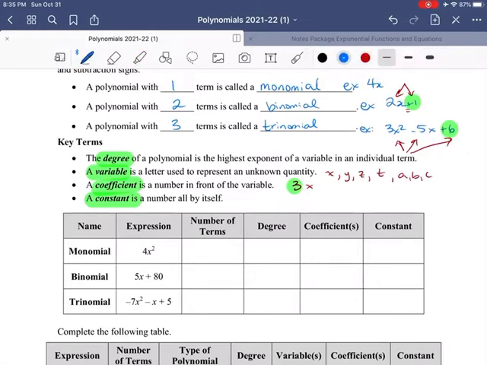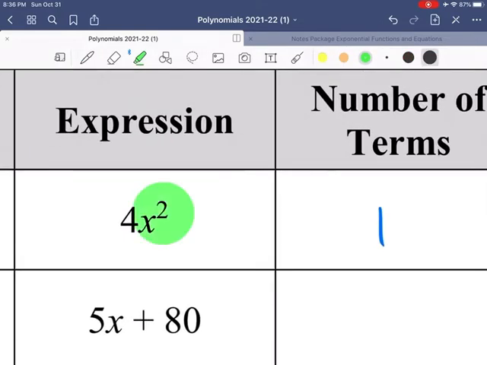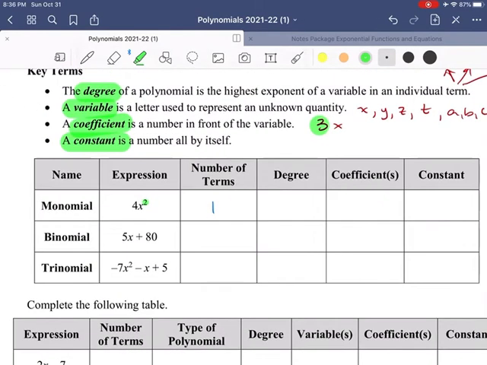A monomial like 4x squared. There's one term. The degree of a polynomial is the highest exponent. Well, in this case, there's only one exponent there, the exponent of 2. So the degree is 2. The coefficient is the number in front of the variable. So the coefficient is 4. And the constant, there isn't one. There's no number hanging out by itself at the end. Otherwise, it would change it from a monomial to a binomial.